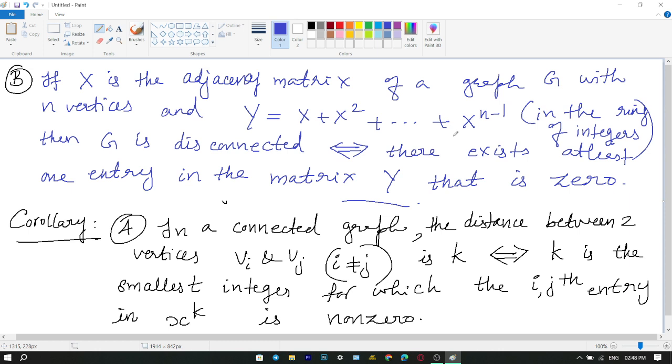So this is one application of the adjacency matrix. In order to prove a given graph is connected, we can make use of the adjacency matrix. We can just consider the number of vertices and then find X plus X squared plus etc. plus X raised to n minus 1, and look over all the entries. If all the entries are non-zero, you can conclude the given graph is connected. Okay. Thank you all.